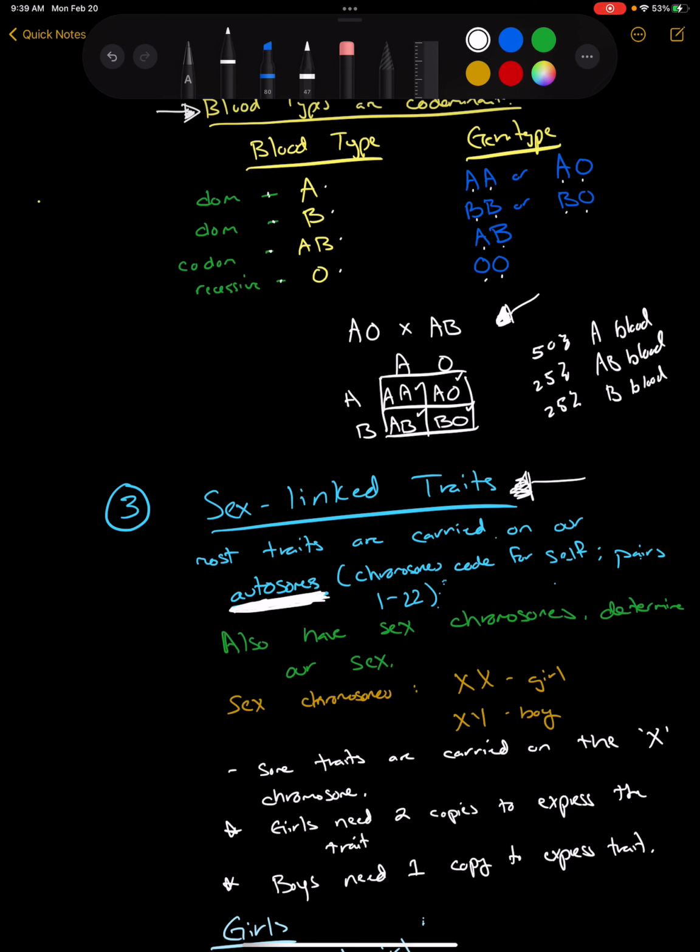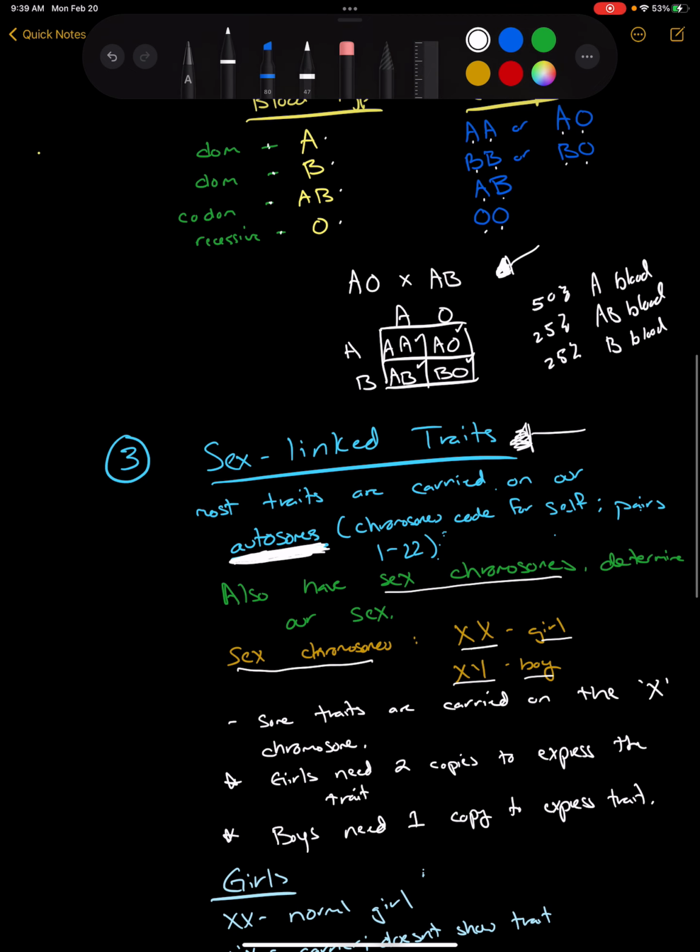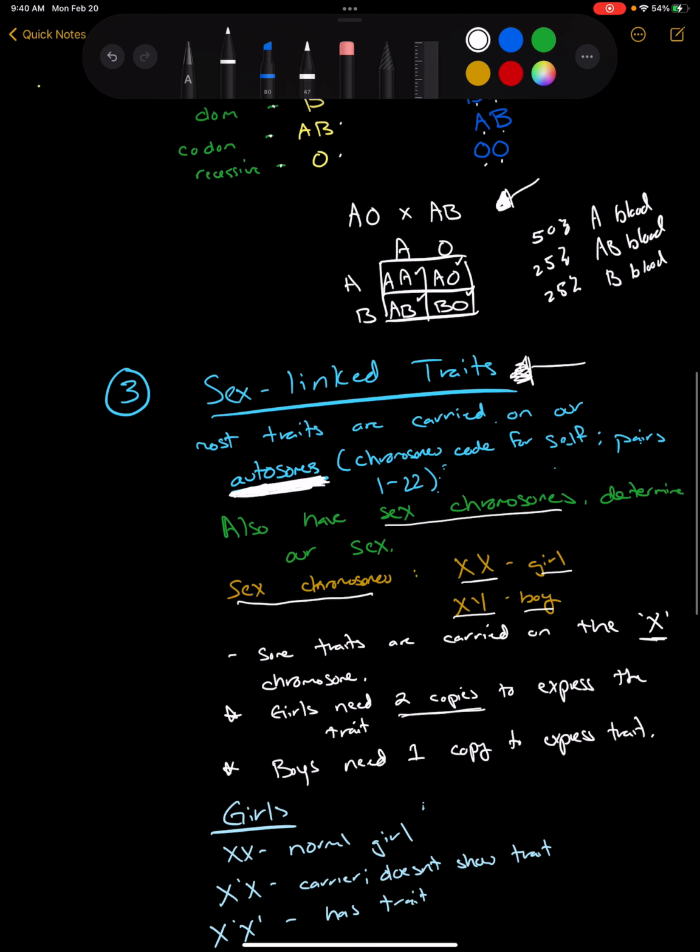But we also have sex chromosomes that determine our sex. Now, we do have a few genes that get carried on them. Just as a reminder, sex chromosomes, XX, that's when we get a girl. XY is when we get a boy. Now, a couple little things about this. Some traits are carried on the X chromosome, right? For girls to express a trait on the X, they have to have 2 copies. But for boys, I only need 1 copy to express the trait.